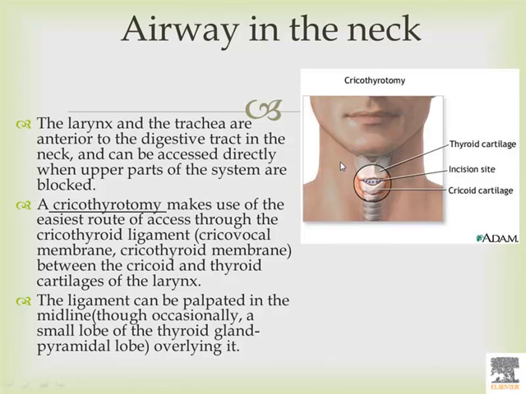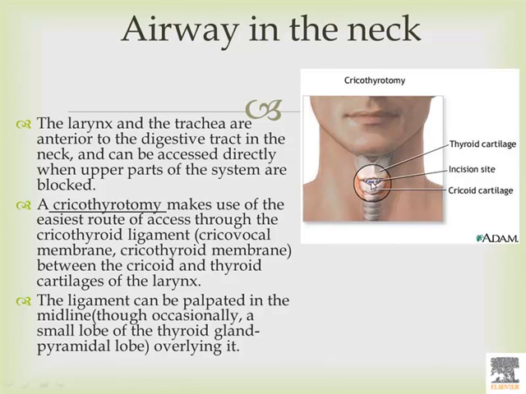So this is the larynx, and we have the thyroid cartilage, which looks like two wings, right here on the side, and there is a ligament underneath the thyroid cartilage, and underneath that ligament we have the cricoid cartilage. So the incision site will be between the thyroid and cricoid cartilage, at a ligament called the cricovocal membrane or the cricothyroid membrane.